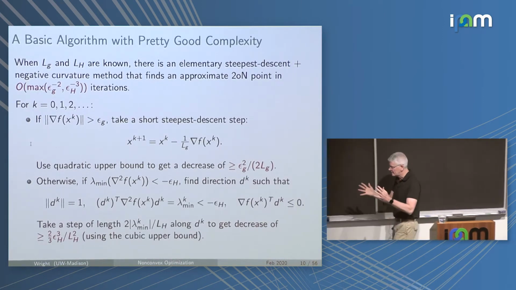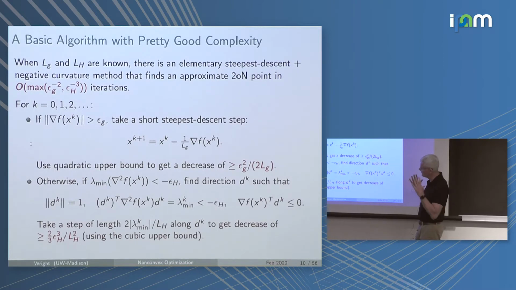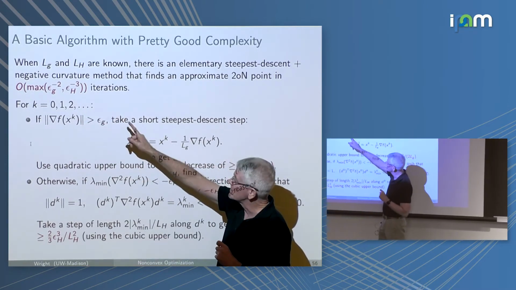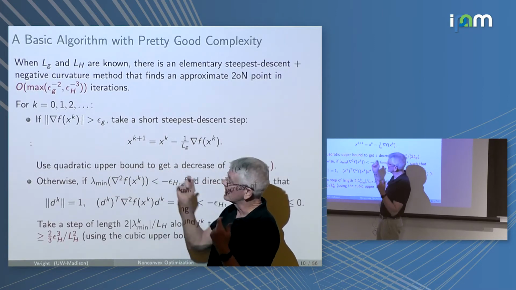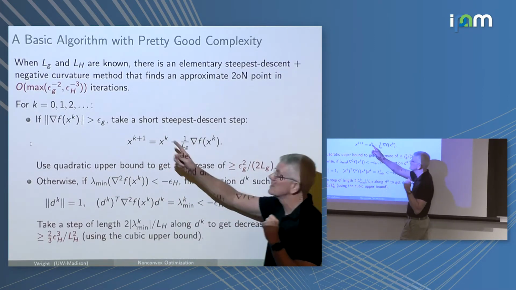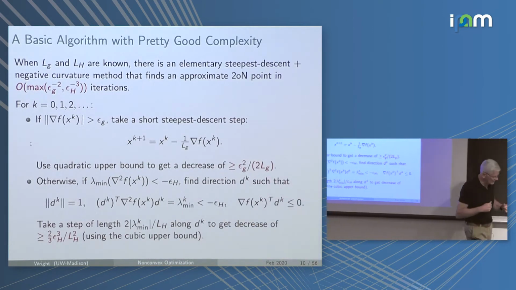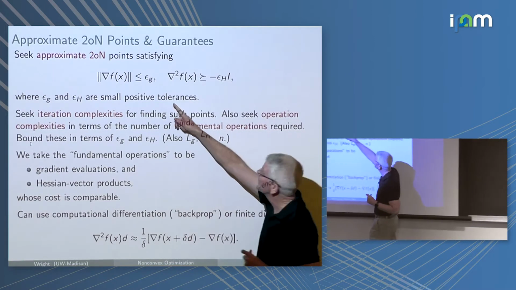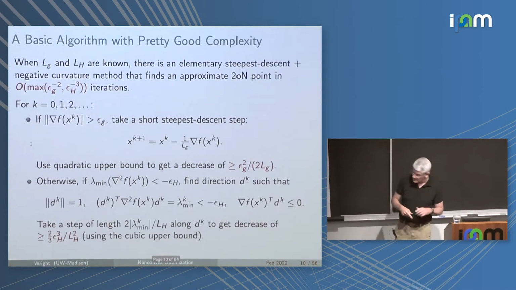Many of you have heard me talk about this before, but it's actually very easy to get an extremely basic method where you can prove some sort of complexity guarantee. What we're interested in here is the number of iterations needed to get a point satisfying those approximate second order conditions in terms of the tolerances. It turns out that you need order of epsilon g to the minus 2, where epsilon g is this tolerance, and epsilon h to the minus 3 iterations. And the algorithm is extremely simple.